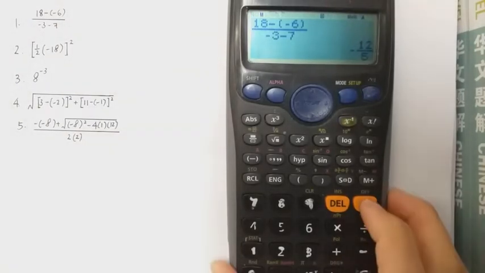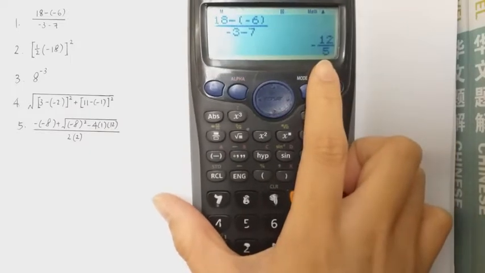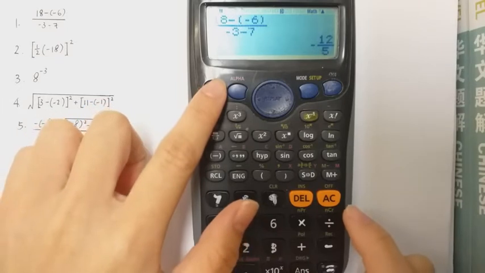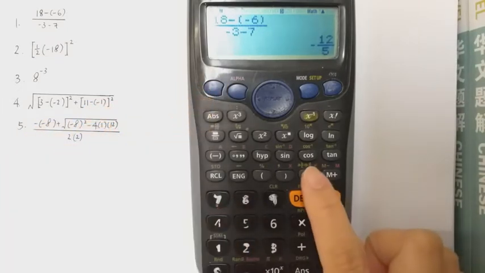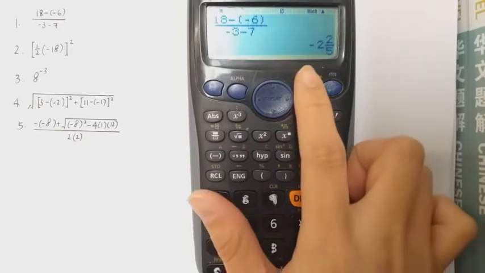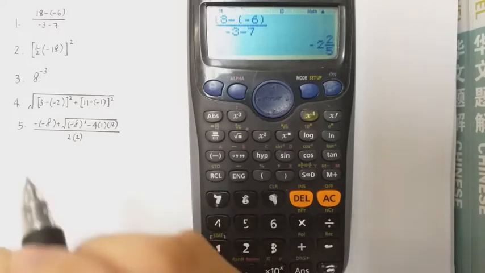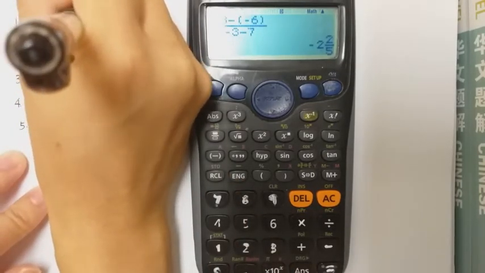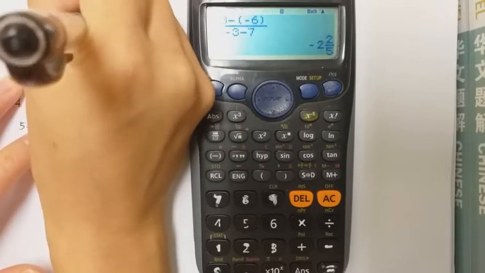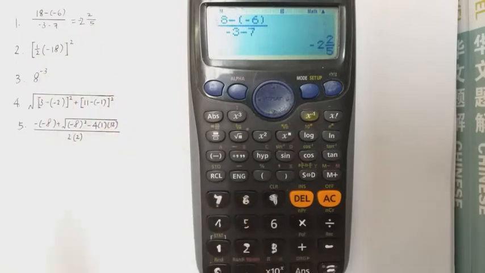Okay, so how do we use it? When we have our answer as an improper fraction here, we'll use the shift button at the top, and then we press S to D, and it will convert to negative 2 and 2 over 5, which is our answer. So I'll write it here, equals negative 2 and 2 over 5. Okay, so this is our final answer.